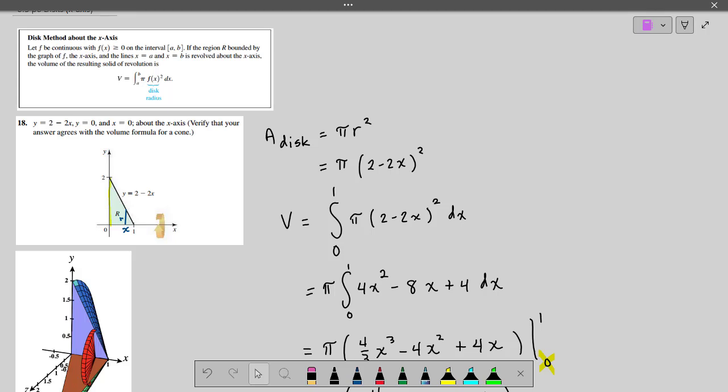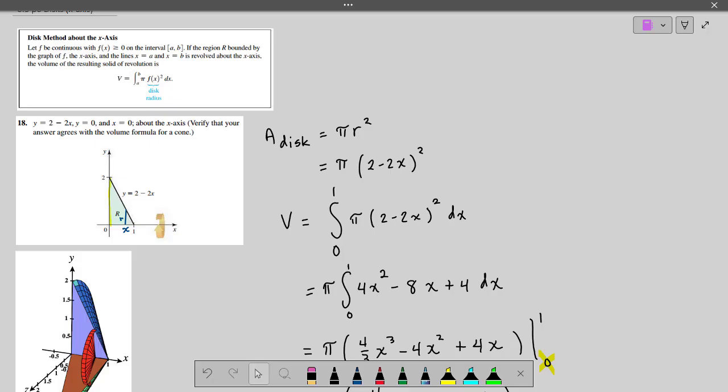Now we have another way to find the volume of a cone. The volume of a cone has a geometric formula to it. Anyone remember what the volume of a cone is? Pi r squared divided by 3. Yeah, exactly. 1/3 pi r squared. No, close. 1/3 pi r squared h.